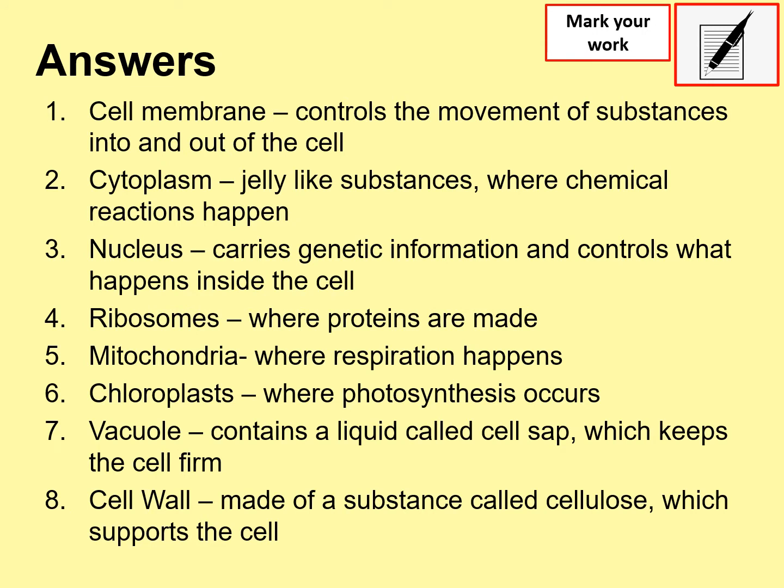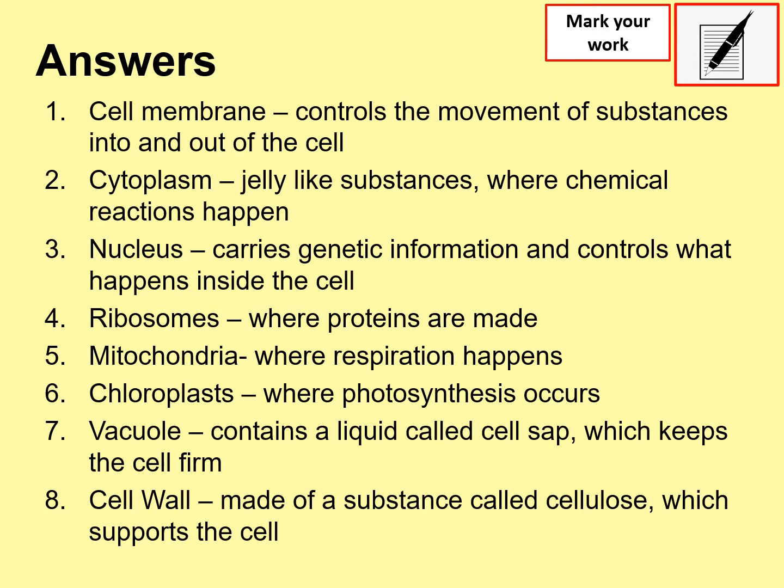Okay, so the answers then to labelling the plant and animal cell. Number 1 is the cell membrane. If you wrote the function, it controls the movement of substances in and out of the cell. Number 2 was the cytoplasm, and that's the jelly-like substance where chemical reactions happen. Number 3 was the nucleus that carries the genetic information and controls what happens inside the cell. Number 4 is the ribosomes where proteins are made.